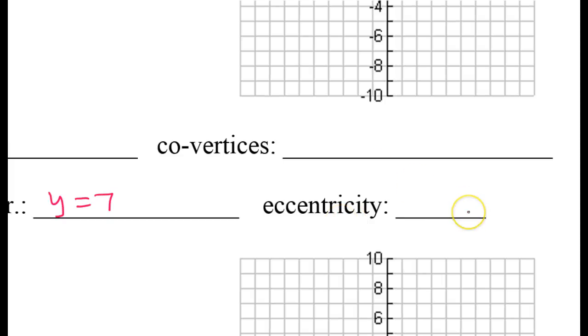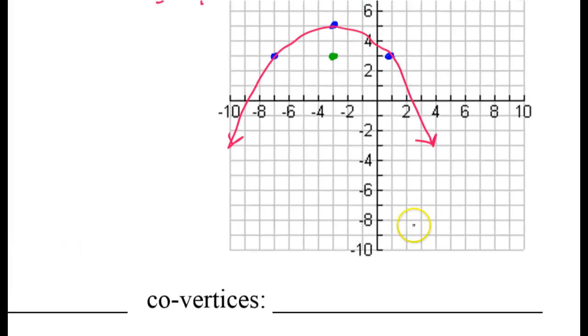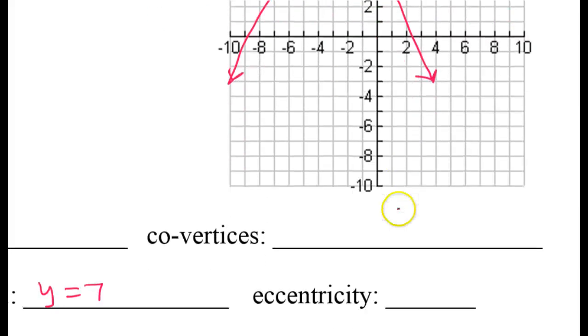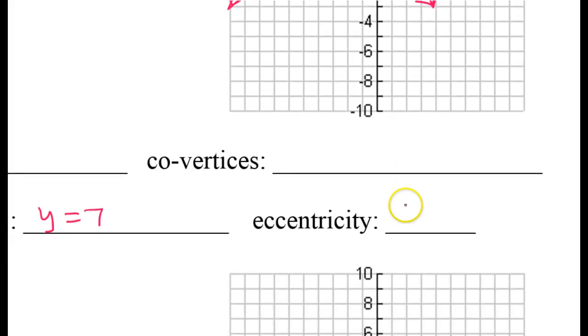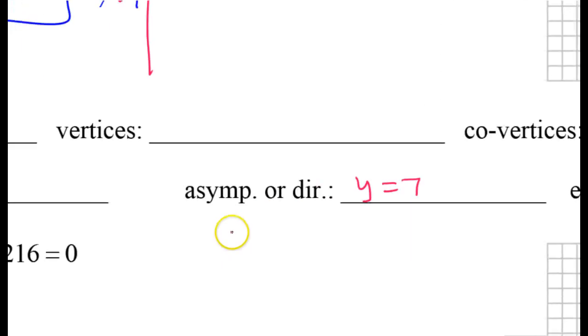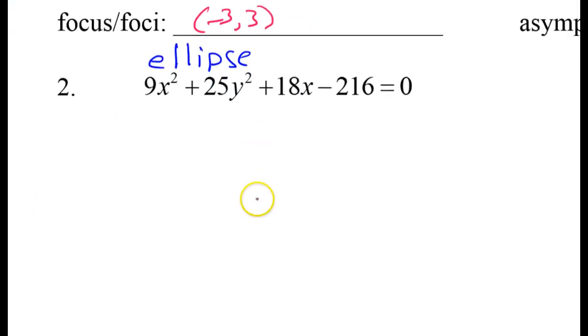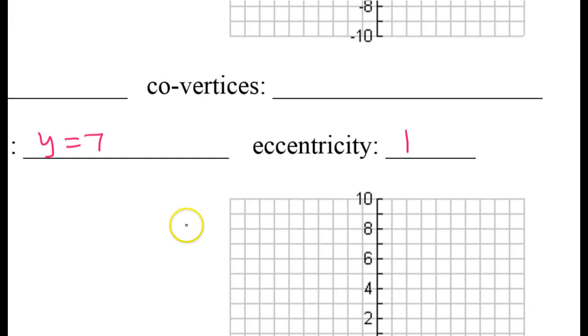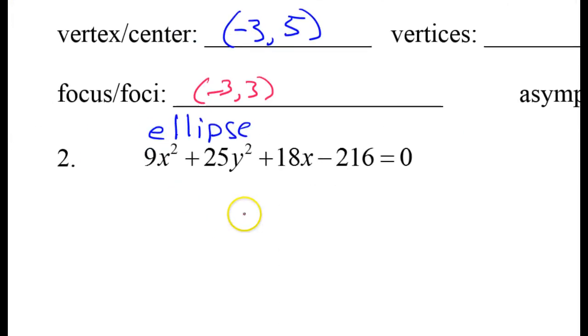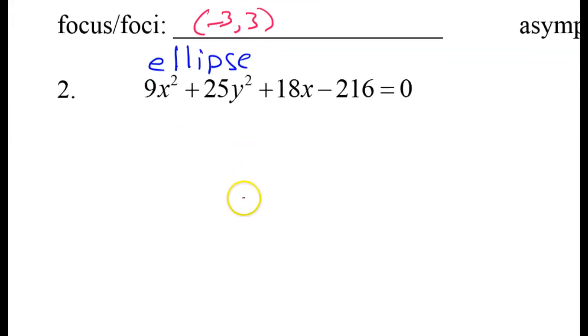Eccentricity. We never talked about eccentricity as it pertains to a parabola, but I will just tell you this. The eccentricity for a parabola is always 1. Now, so you can just memorize that. So let's move on to number 2.